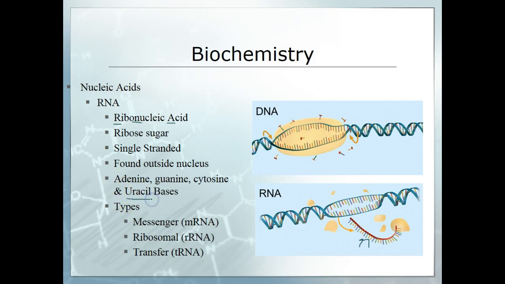DNA does not contain uracil, RNA does. Okay, and then there's 3 different types of RNA. You have mRNA, rRNA, and tRNA. The tRNA stands for transfer, rRNA stands for ribosomal, mRNA stands for messenger, and they have 3 distinct roles. The messenger RNA, like this molecule, takes the message from the nucleus to the cytoplasm. Okay, it is the messenger RNA. It takes the message from the nucleus to the ribosome.